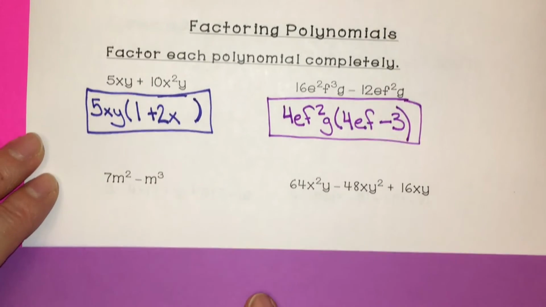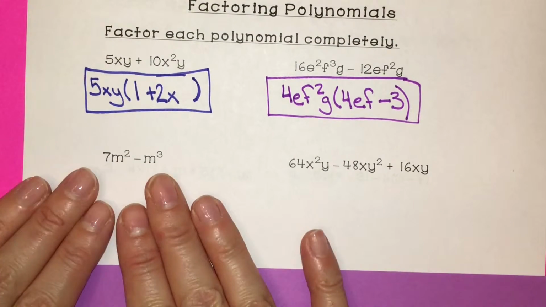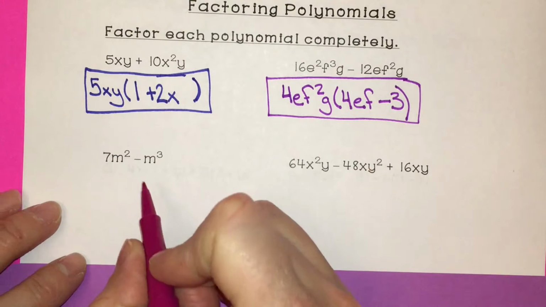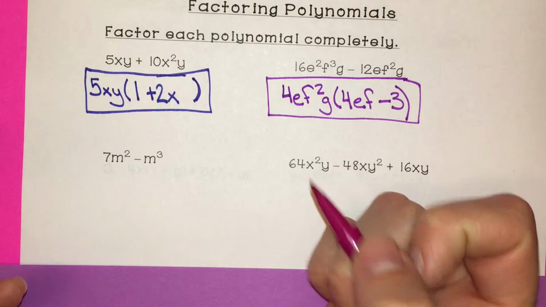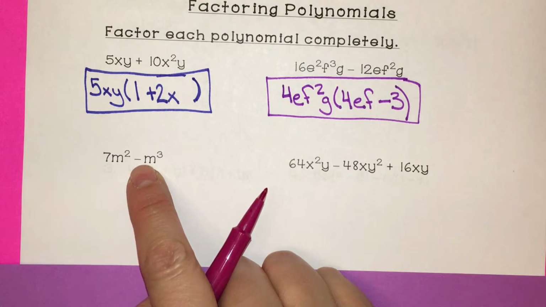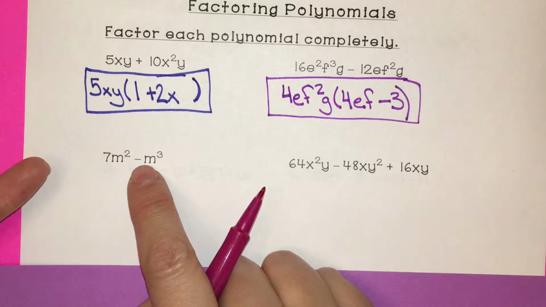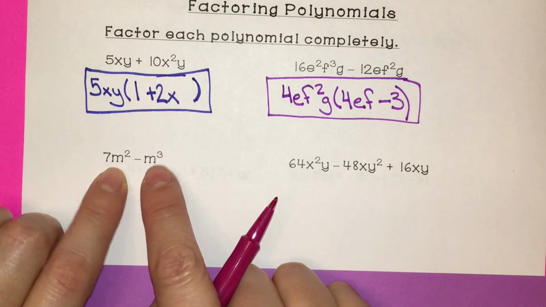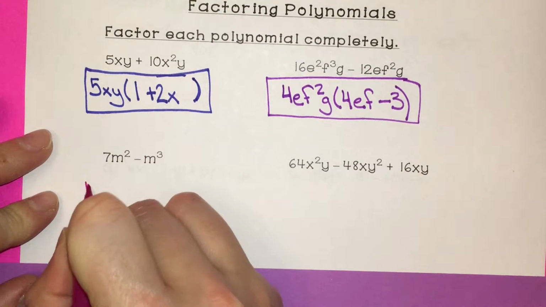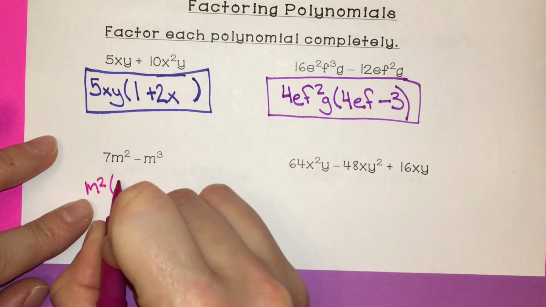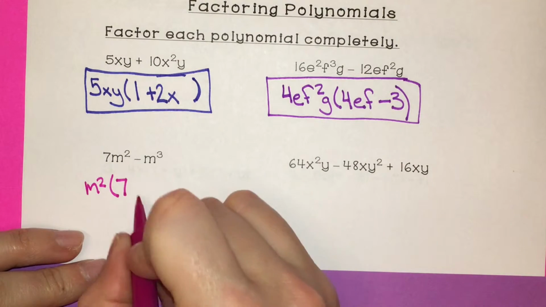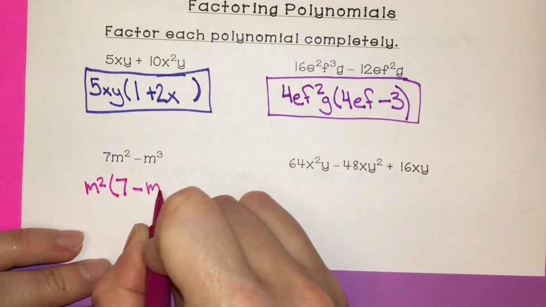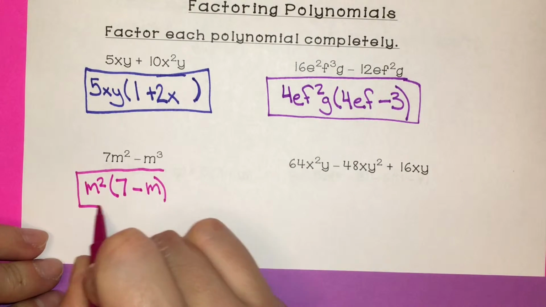All right, so let's see if we can get just a little more complicated. This one's actually not too bad. We have 7m squared minus m cubed. What do they have in common? They don't have any coefficient in common. This one doesn't have a coefficient; the coefficient would be 1, but factoring out 1 doesn't really help us. So we look at the variable part. They both have at least m squared, so we're going to factor out m squared. I'm left with 7, since m squared divided by m squared is 1, minus m cubed divided by m squared, which is m. So that one was pretty easy.